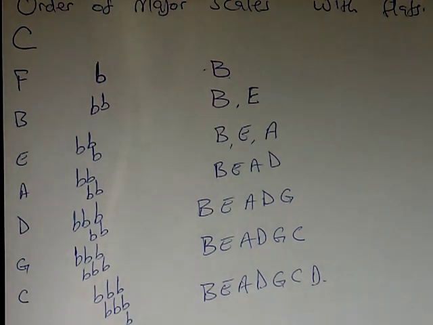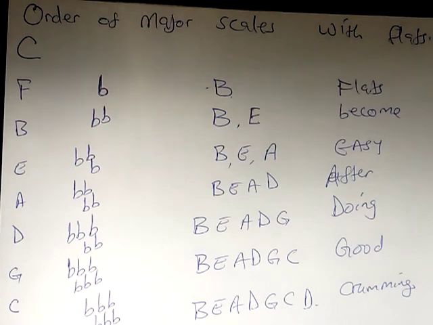We have for A flat major, the representation is 4 flats. D flat major, we have 5 flats. G flat major, we have 6 flats. And of course, C flat major, we have 7 flats. We can also come with some mnemonics and say flats become easy after doing good cramming.